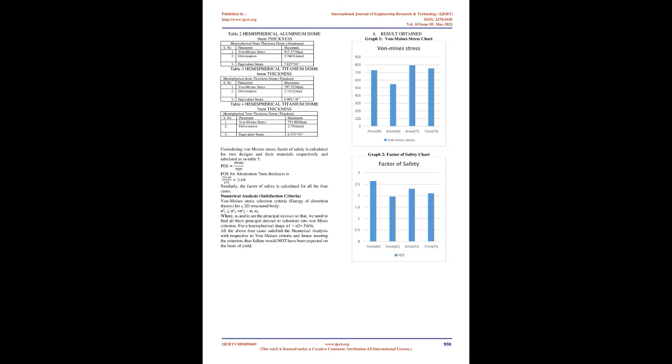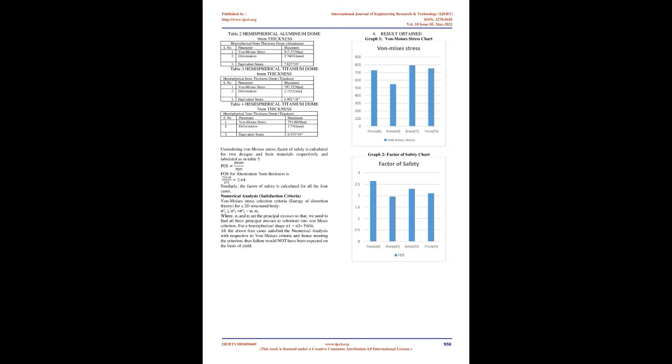AL6061 alloy can be easily formed and has excellent weldability. It also has a minimum yield strength of 276 MPa and tensile strength of 310 MPa. Titanium grade 2 is another material which is lightweight and exceptionally corrosion resistant. The model is imported into ANSYS Workbench.